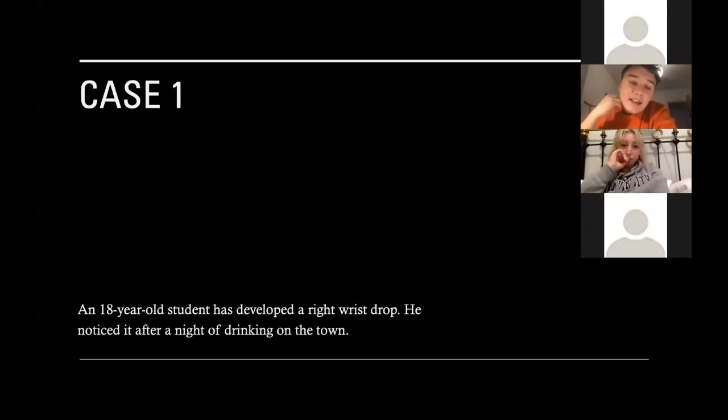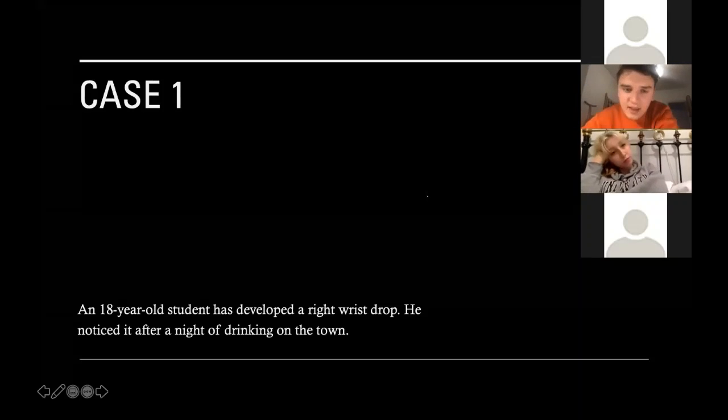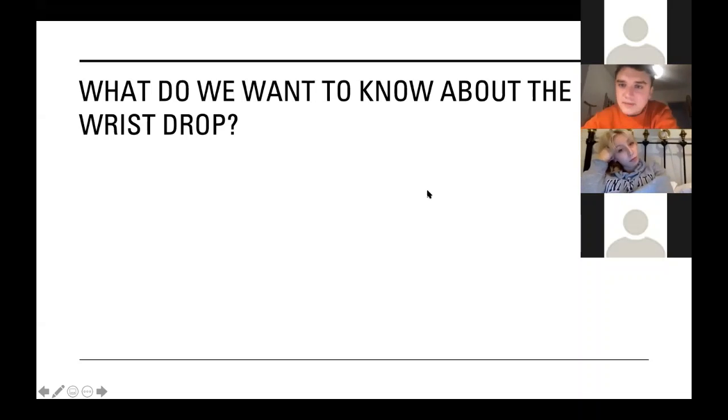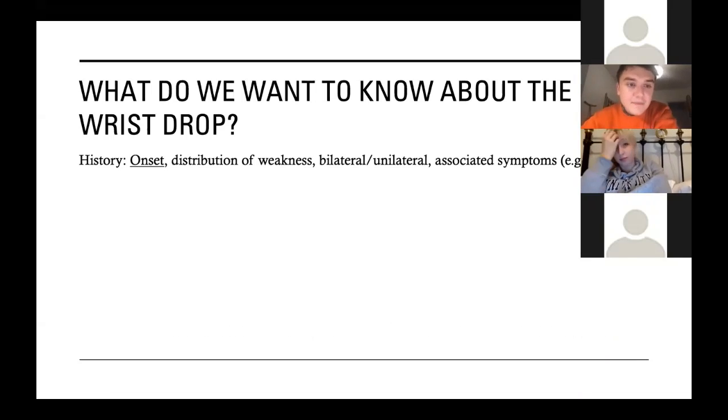So there's an 18-year-old student who's developed a right wrist drop. By wrist drop, we mean his hand is almost flaccid, hanging down like this. He noticed it after a night of drinking on the town. So any ideas what might be affected? Okay, first of all, what do we want to know about the wrist drop? I do apologize. So in terms of your history, you want to know, and this applies throughout, particularly in neurology, any neurological problems.